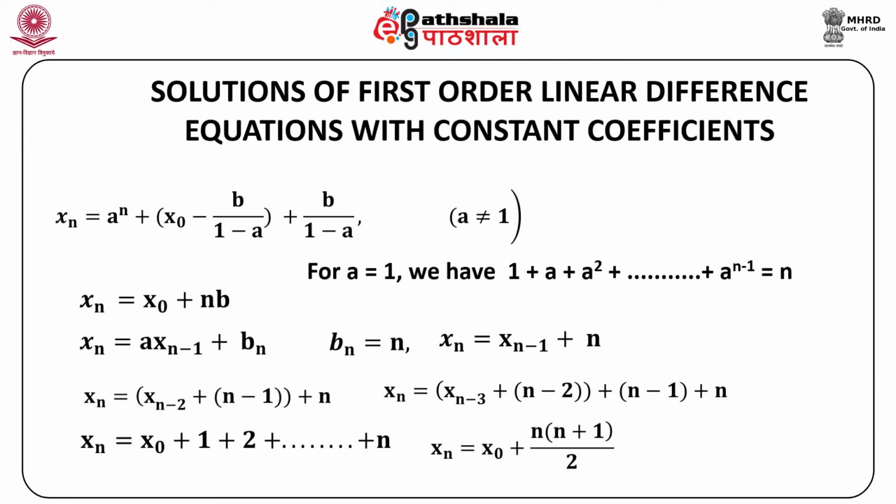For a equal to 1, we have 1 + 1 + ... + 1, which goes up to n terms, which is equal to n. So xn = x0 + nb.